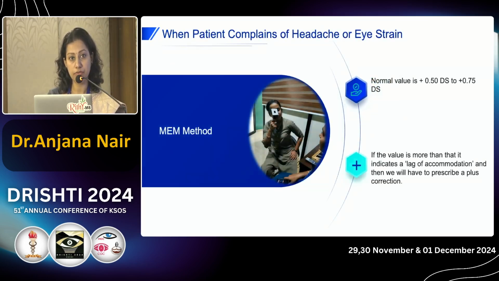Last but not the least, the role of dynamic retinoscopy is again important. Whenever the patient has 6/6 vision but is complaining of headache or eye strain, you do a dynamic retinoscopy. This is a picture of the MEM method of dynamic retinoscopy being done. The normal value of dynamic retinoscopy is +0.5 to +0.75. If it is more than that, it indicates a lag of accommodation, so you have to correct it accordingly and prescribe a plus correction for that.